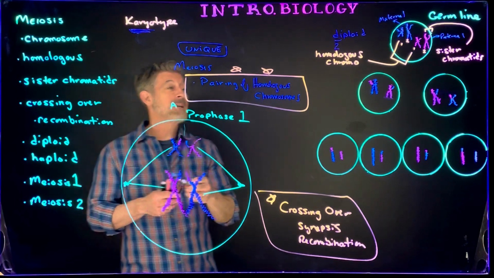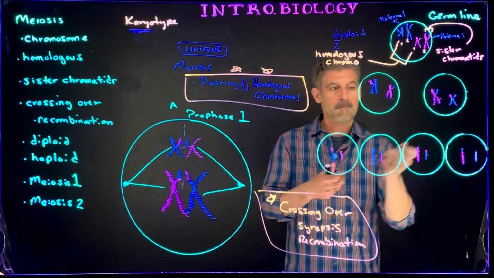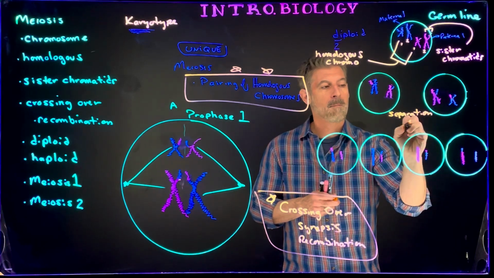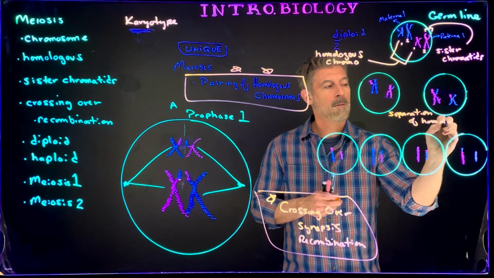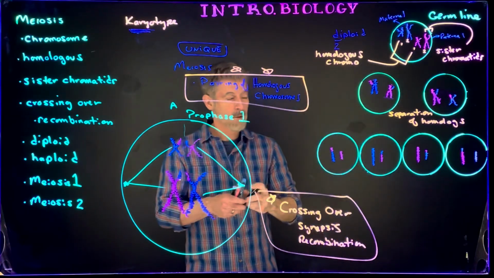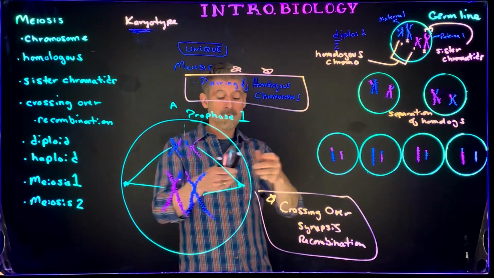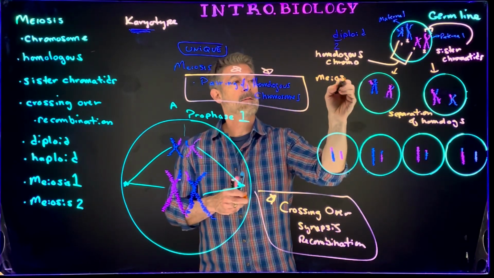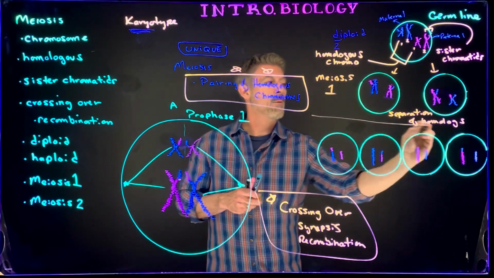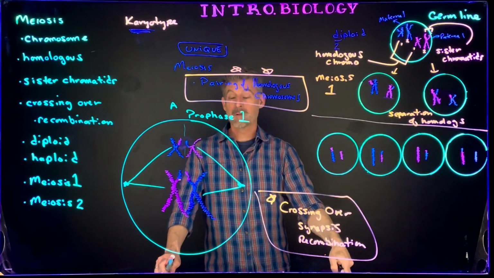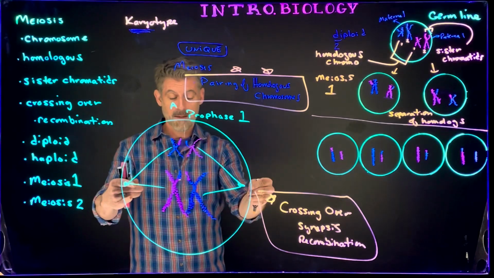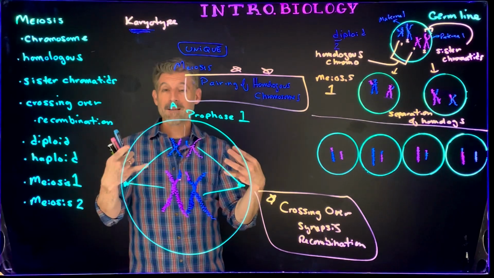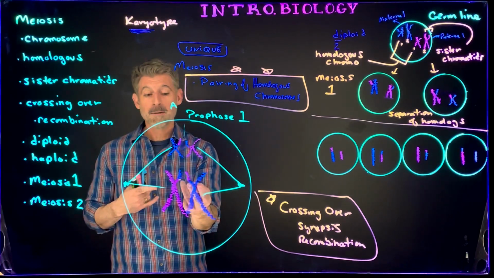Then what will happen is the separation of homologs. So the homologous chromosomes are separated into different cells. So there's going to be one cell division, what we call meiosis 1. And in meiosis 1, the homologous chromosomes separate. Okay, so these separate, these separate. The sister chromatids didn't separate. The sister chromatids, the doubled DNA, are still together.